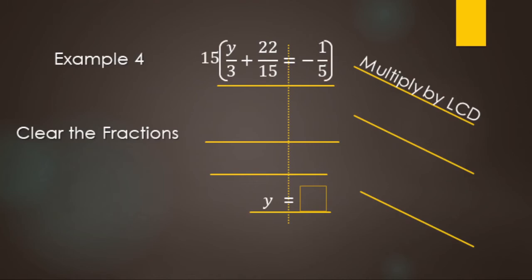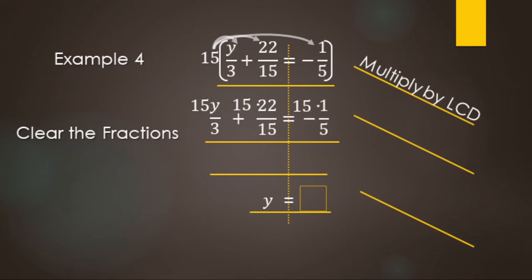So we're going to multiply 15 to both sides of the equal sign. We're going to distribute to all 3 terms. So here we go. 15 times y over 3. And next we have 15 times 22 over 15ths. Now again, we don't multiply these out. We want to wait for that. You'll see why in a second if you don't already know. Last up, we got 15 times negative 1/5. Now what we can do is cancel or remove common factors.